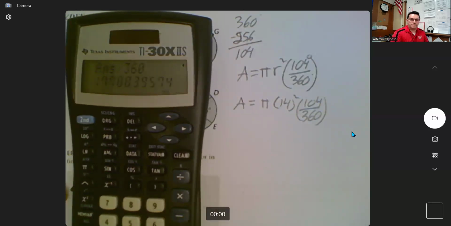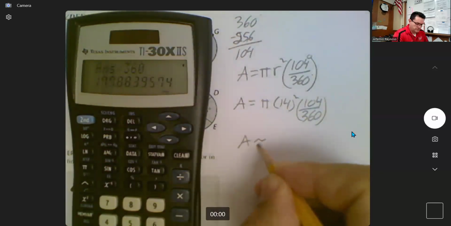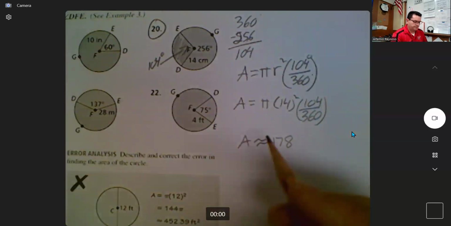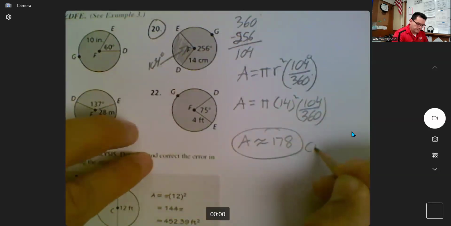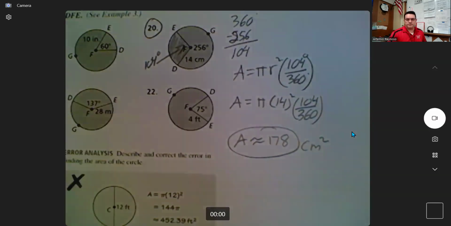If no mistakes in my typing, the answer is 178, rounded to the whole number. They don't tell us in here. This is 178 rounded, so I will get centimeters squared. I could have left it also in pi terms, but it's up to us. Since I'm using the calculator, I'm okay with that.